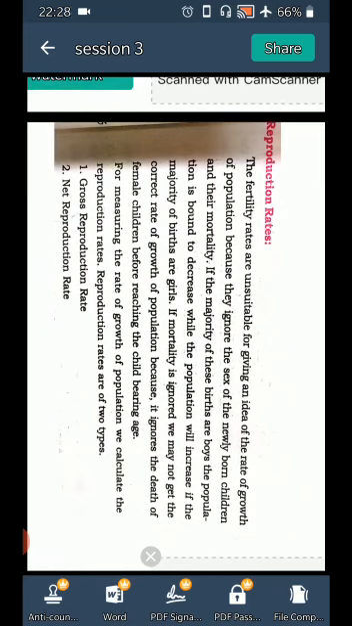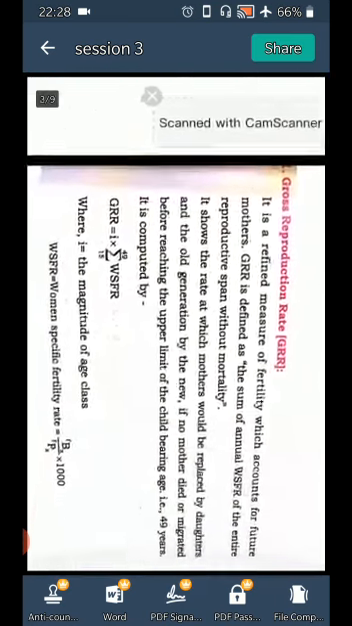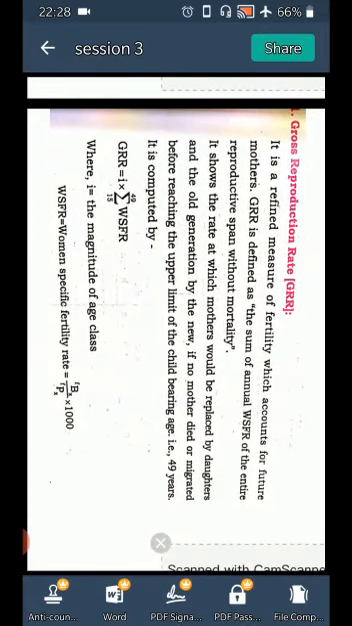So to exclusively measure the rate of growth of population, these are the two formulas we'll be using under reproduction rates, that is gross reproduction rate and net reproduction rate. Now let us see what is gross reproduction rate. GRR is defined as the sum of annual WSFR of the entire reproductive span without mortality. Now let me explain what is WSFR. WSFR is women's specific fertility rate.